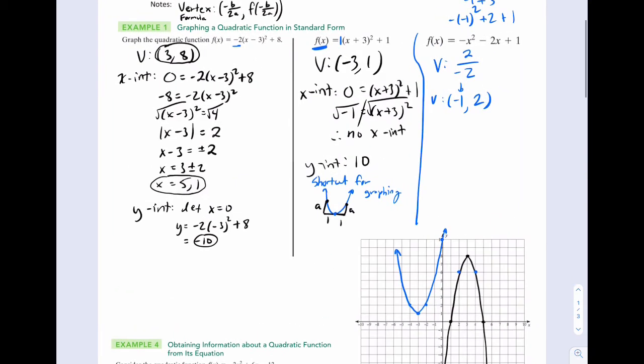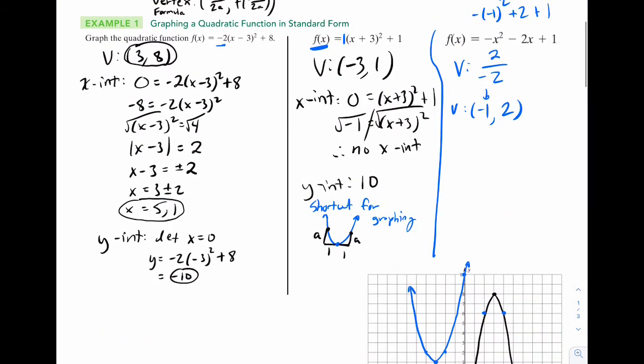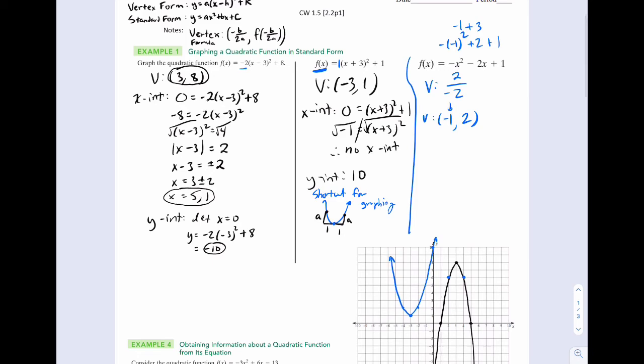Okay, now you're probably wondering, how is that helpful? I'm going to show you. If you think about vertex form, it is: a(x minus h) squared plus k. If you have the vertex, notice how I can actually plug that in. If the x is negative 1, this has to be plus 1, and the k has to be 2.